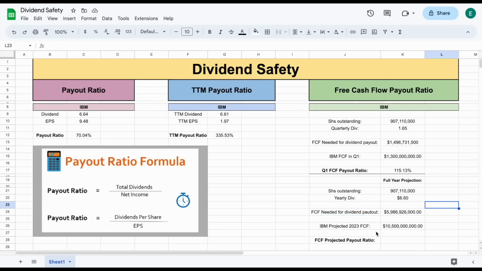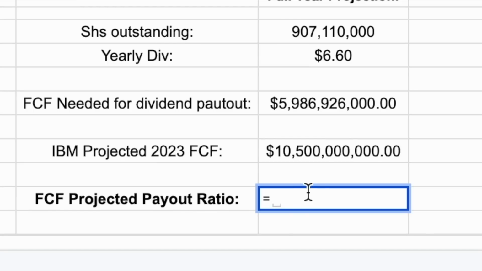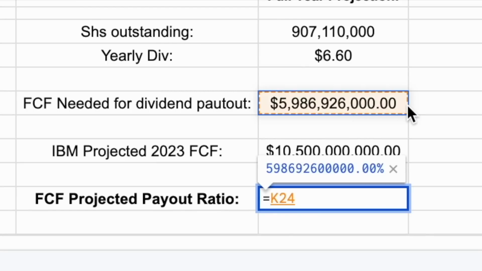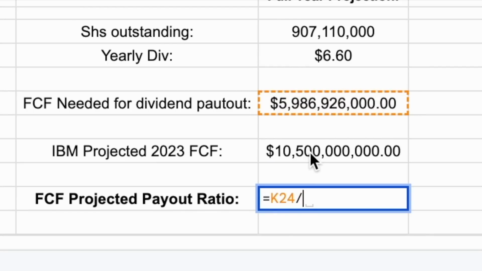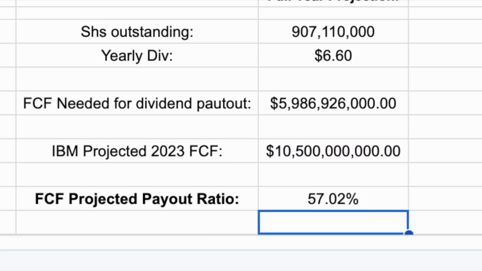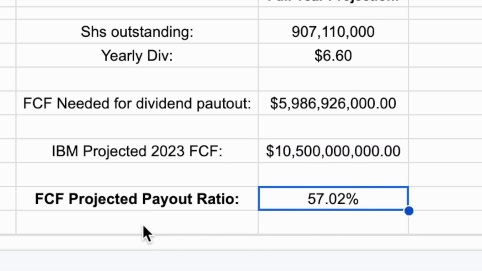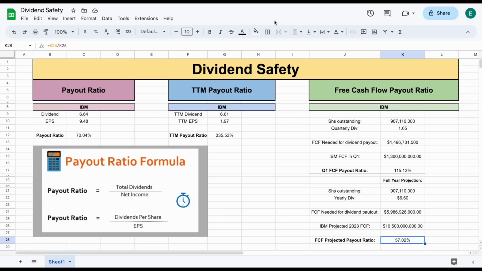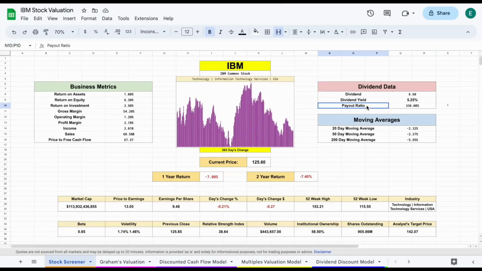And I looked up what IBM's projected 2023 free cash flow is, and it's coming in at around $10.5 billion. And again, that is just a projection. That's important to keep in mind. But we'll come up here, do equals, we'll take the free cash flow needed for dividend payouts, divide it by the projected 2023 free cash flow, and hit enter. And you can see the free cash flow projected payout ratio for IBM is 57.02%. So that is a long ways off from the 336% payout ratio, which is clearly for the trailing 12 months.